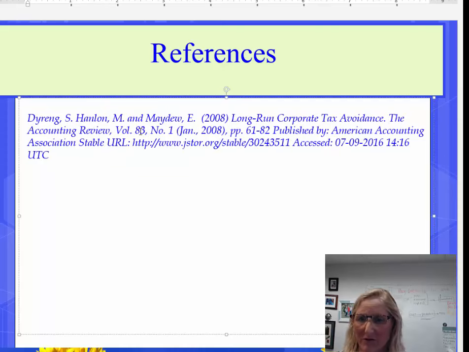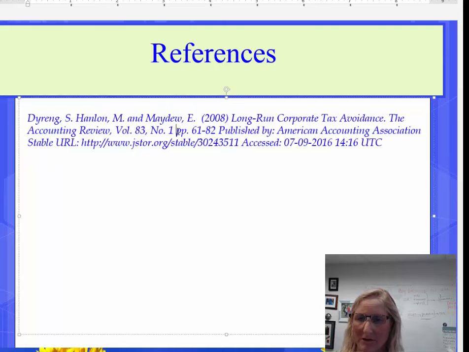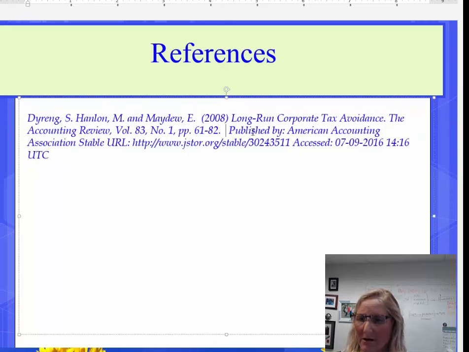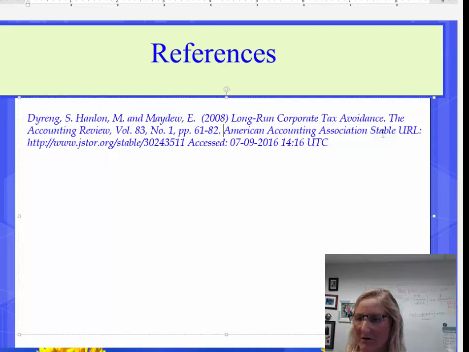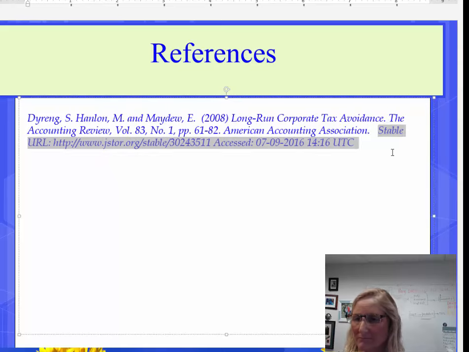We're going to get rid of this. The Accounting Review, that's the name of the journal, volume 83, number 1, and we don't need this January 2008 because we already have that above. And the fact that it's number 1, we know that. Here's the pages, and we put a period there, and then we don't need "published by," we get rid of this, and American Accounting Association, and period.